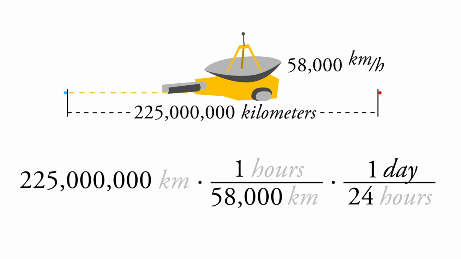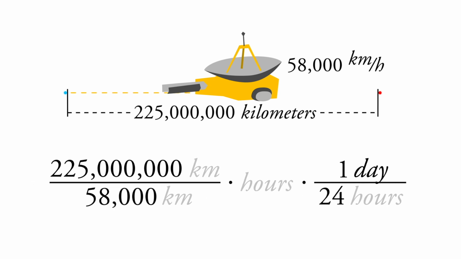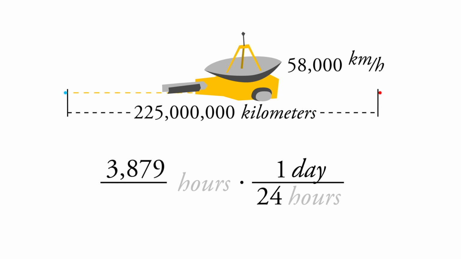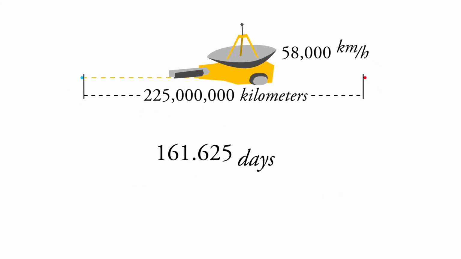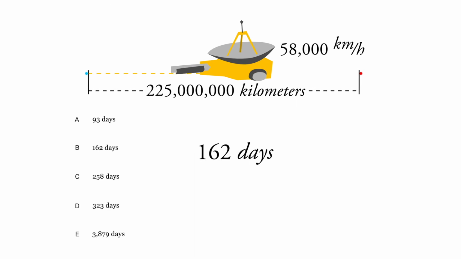And so we'll take 225 million and we'll divide it by 58,000. And then we'll get a number, and then we'll divide that by 24. And then we get just under 162 days. That's our answer.